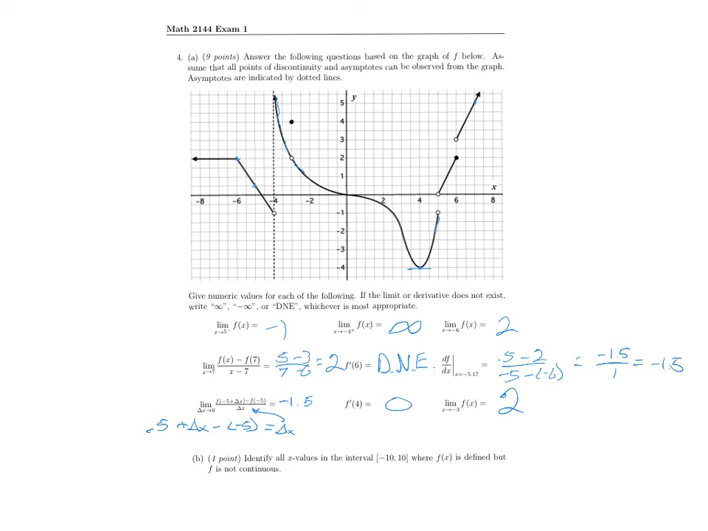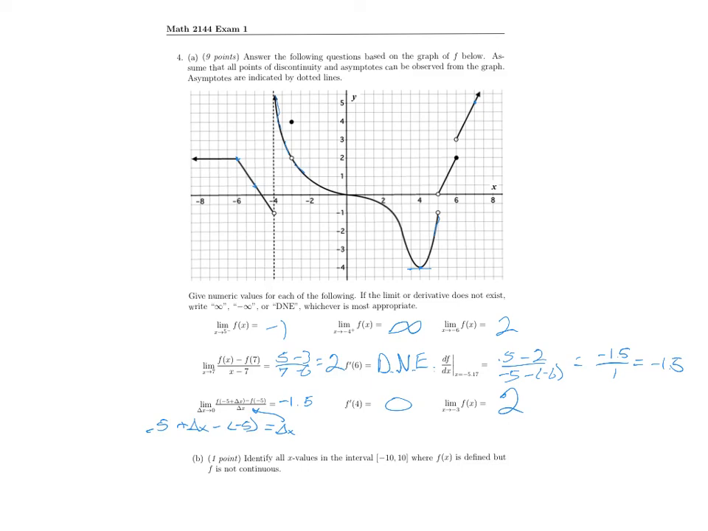So for part B, we're asked to identify all x values in the interval negative 10 to 10 where f of x is defined, but f is not continuous. So that would be places where we have like vertical asymptotes or jumps. Those would be some examples of places where we're not continuous. So if we look, that would be at x equals negative 4, negative 3, 5, and 6.